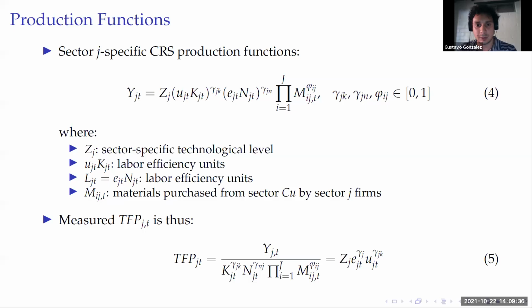phi to 0 if you don't use that as the material from a certain sector.